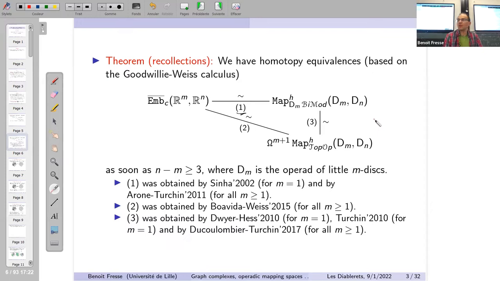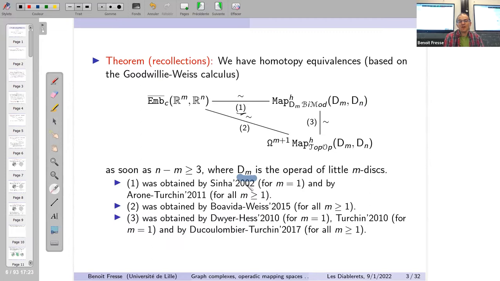And so in this map one, it says that this space of smooth embeddings modulo immersions is weakly homotopy equivalent to a space of maps of bimodules over operads, a space of operadic bimodule maps over the D_m. So D_m is your operad of little m disks. And so here we consider the space of maps of operadic bimodules from D_m towards D_n. And this was first obtained by Dwyer-Hess, using another language, in 2002 for m equals one.